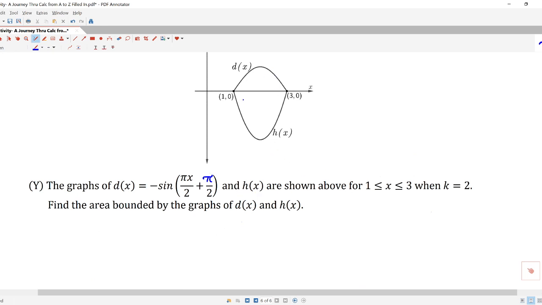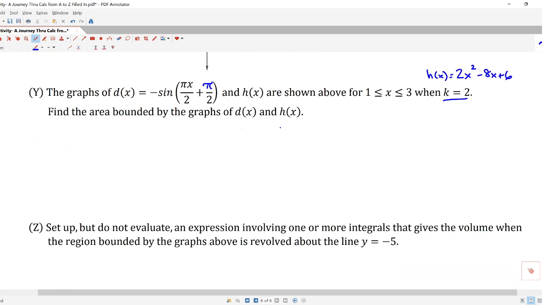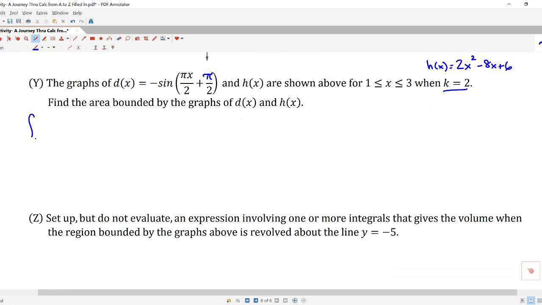And let's see, h of x for the interval from 1 to 3, k equals 2. So because k equals 2, the h of x that we are working with is going to be 2x squared minus 8x plus 6. We can get that from the top of the page. So to do area between two curves, you're just going to take the integral of the top function, which is d of x, minus the bottom function, which is h of x. So it looks like the integral from 1 to 3 of the upper function, which is d of x, minus h of x.